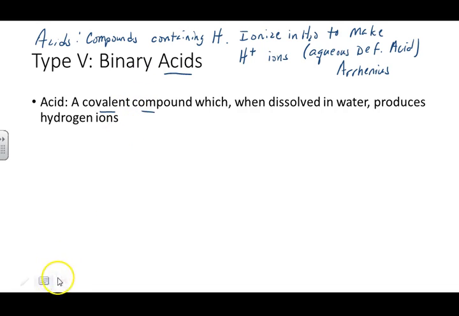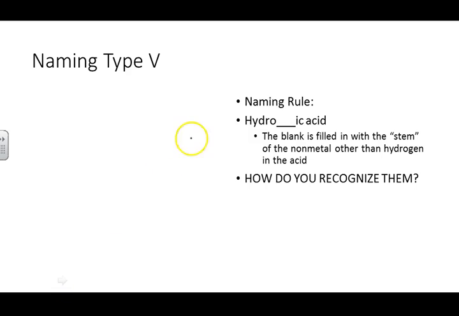So we know hydrogen has to be present. A binary acid, binary again means 2, is going to be an acid that contains hydrogen and a nonmetal covalently bonded together. To name these, the naming rule is that we always begin with the prefix hydro, and we're going to have the suffix "ic," acid. The blank between the prefix and the suffix is called the stem of the nonmetal other than hydrogen. So we'll see how that's used in just a moment. How do you recognize these? Two nonmetals, one is hydrogen.